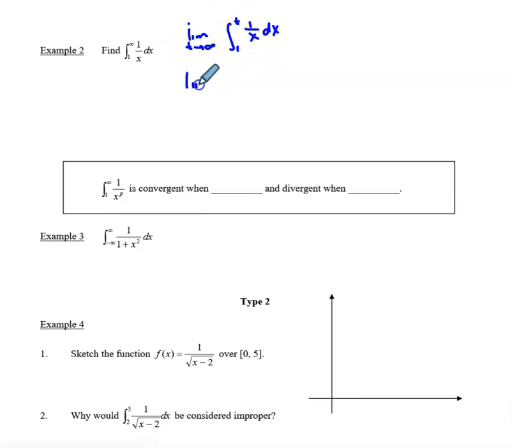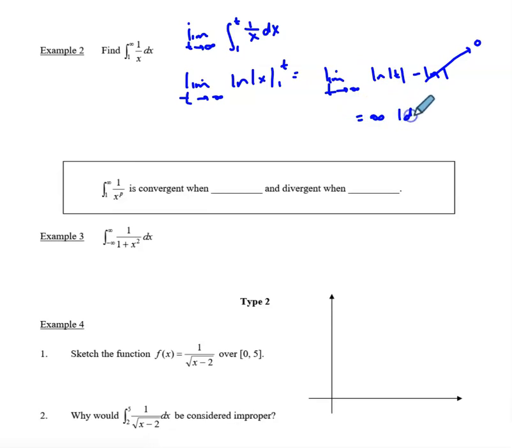So now let's go ahead and integrate. The integral of 1 over x is the natural log of x, and we evaluate this from 1 to t, which gives us the limit as t goes to infinity of the natural log of t minus the natural log of 1, which is, of course, 0. Well, what is the limit as t goes to infinity of the natural log of t? Well, that limit is infinity, or does not exist. That means that this improper integral is divergent.